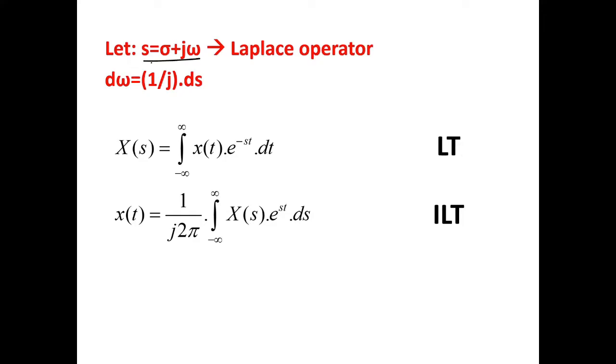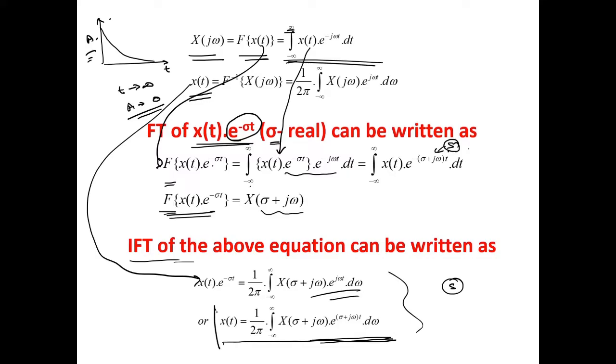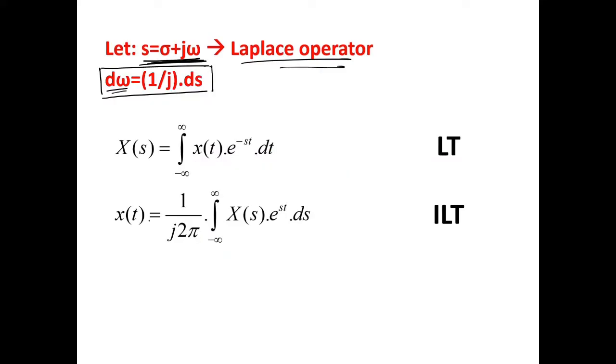We have this s equals sigma plus j omega, which is the Laplace operator. Now you perform differentiation over here, ds by d omega, and like that. If you do it, you get d omega equals 1 by j into ds. So by applying this into this inverse transform equation, we get the inverse Laplace transform: x of t is equal to 1 by 2 pi j integral from minus infinity to infinity of X of s e to the power st into ds.